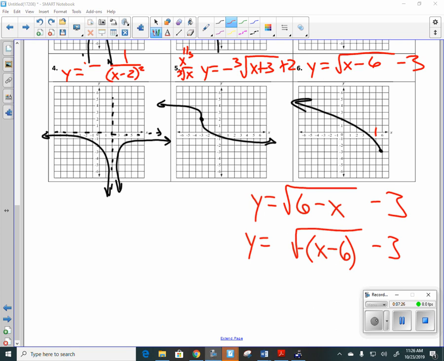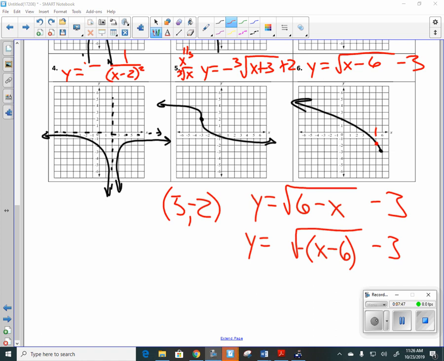Look at it now. It says I should be able to plug in 5 and get an output. If you plug in 5, 6 minus 5 is 1. Square root of 1 is 1, minus 3 is -2. It says, okay, I should have a point at (5, -2). And lo and behold, I do. So you should be able to determine those pieces and be able to do some checking.